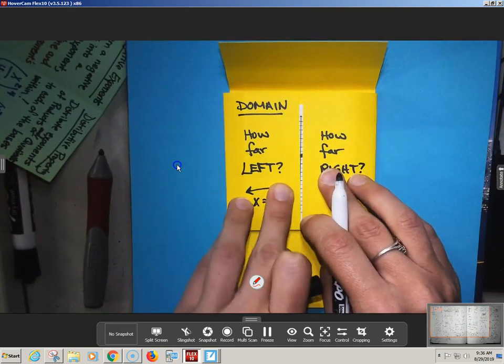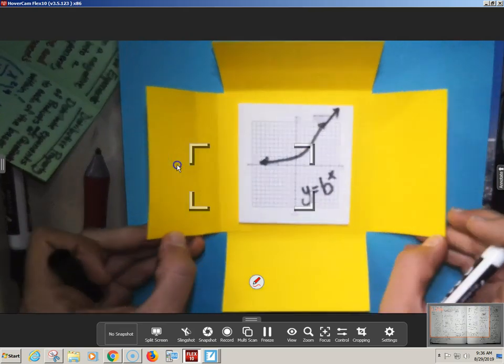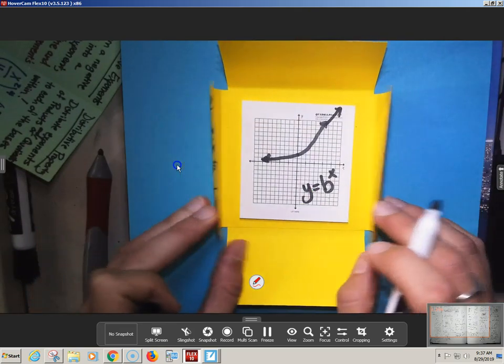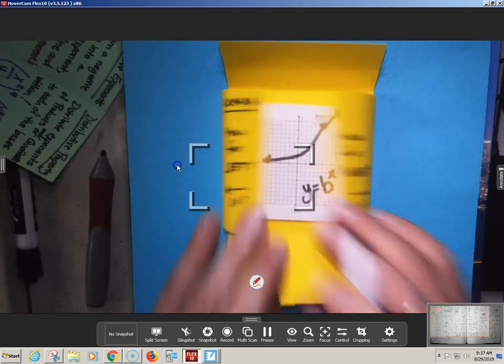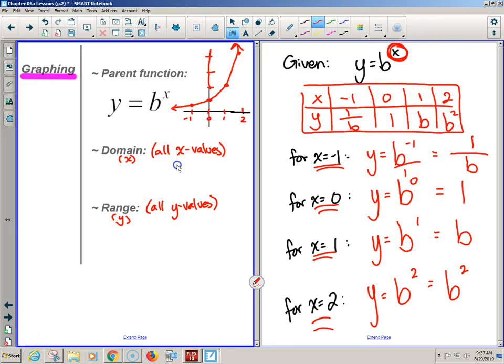So my domain is going to be all real numbers. Forever left to forever right, my domain is all real numbers. Let's fill it in. Domain. Who were the x's? How far left to how far right? All real numbers. That one's not too bad. Those are for our x's, or that's for our domain.